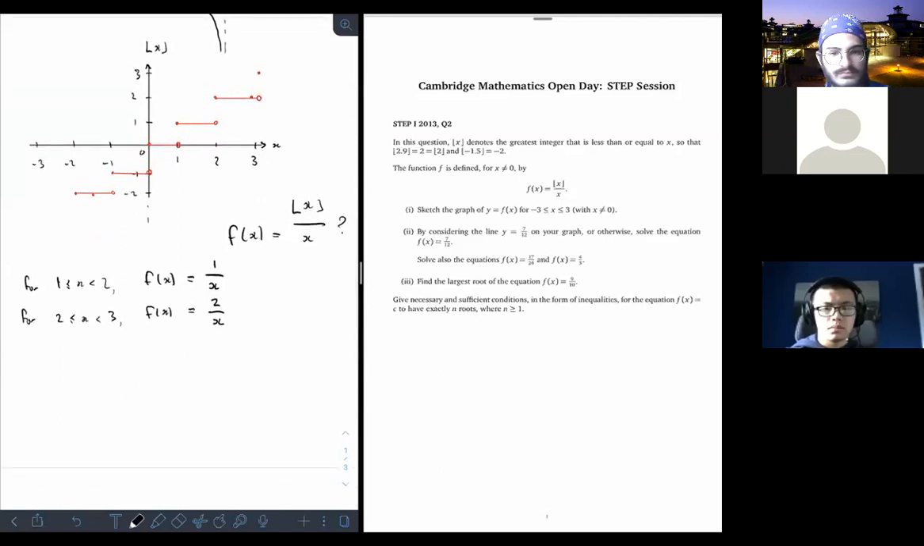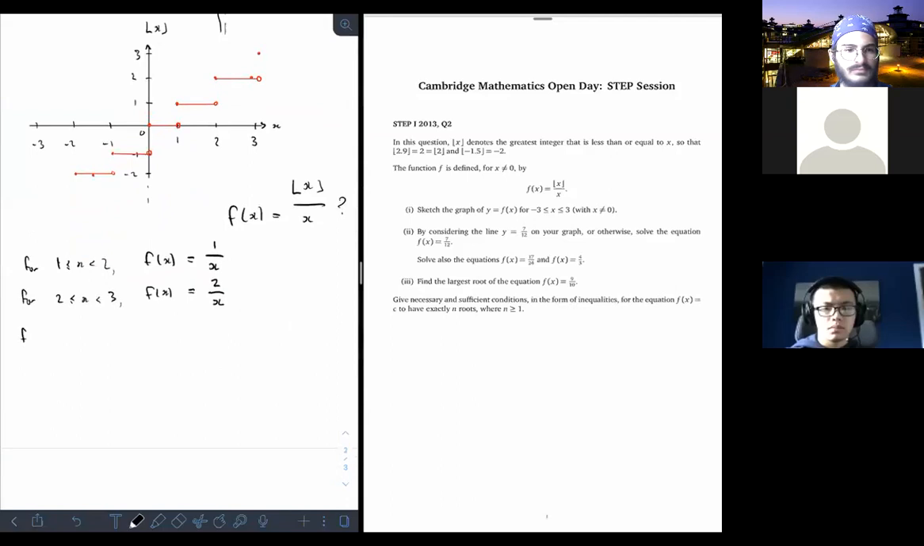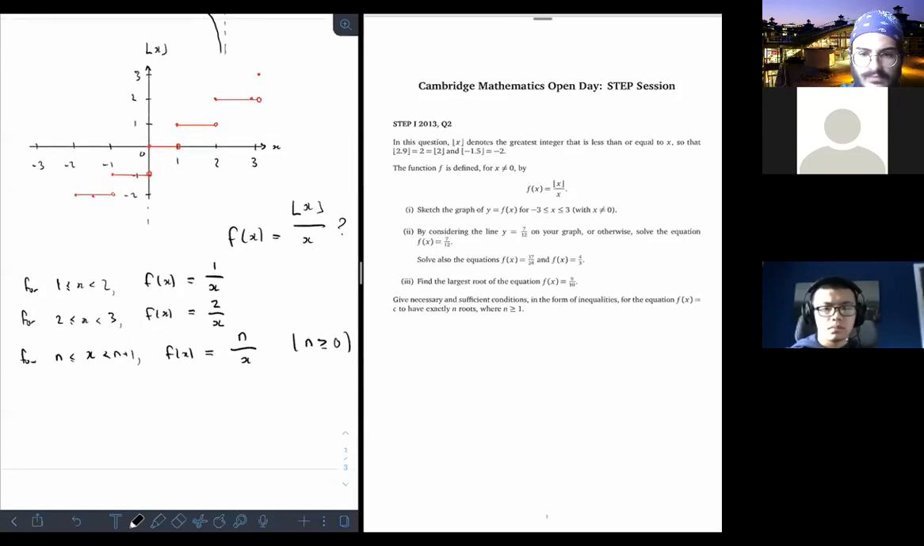And similarly, if we're between any numbers n and n plus 1, x between n and n plus 1, f of x will be equal to n over x. And this is for n greater than or equal to 0. So for n is 0 in particular, when we're between 0 and 1, the floor function was always 0, and thus f would be 0 as well, which is what we see here.